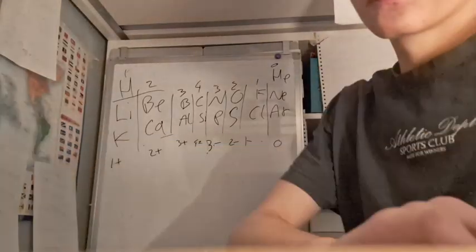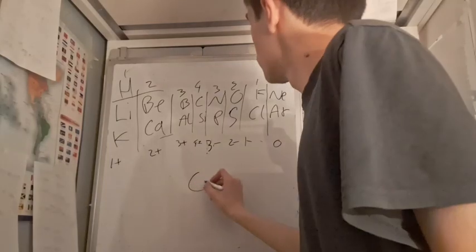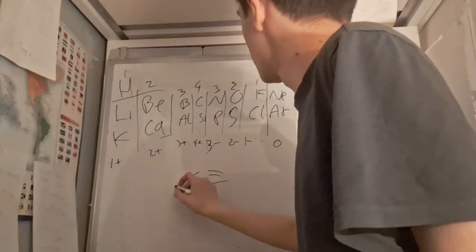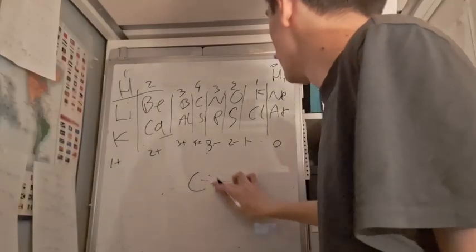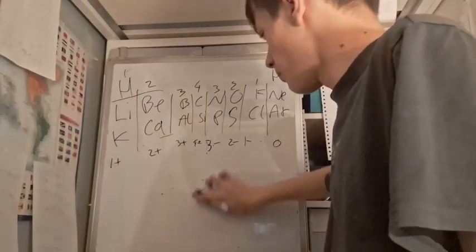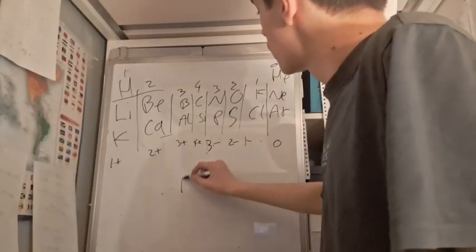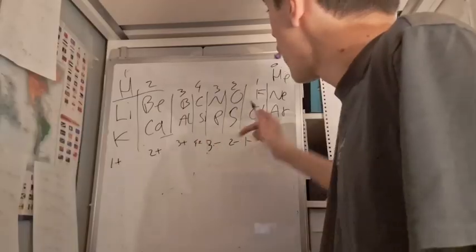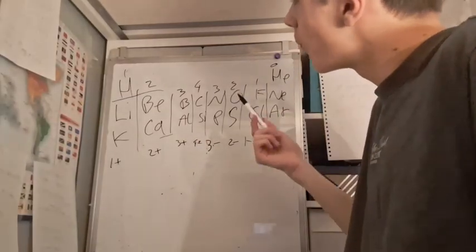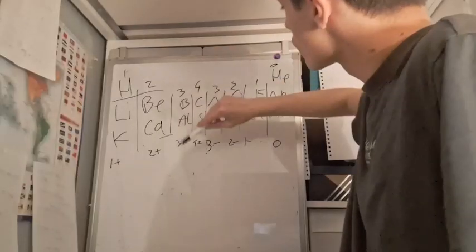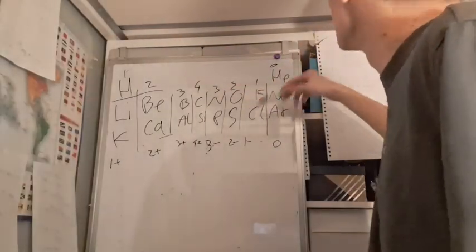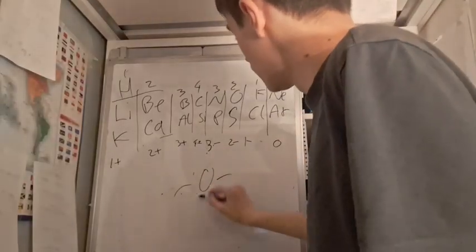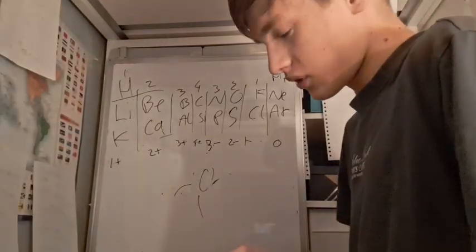So carbon can form 4 bonds. It can form a triple bond and a single bond, 2 double bonds, or 4 single bonds. Nitrogen can form 3 bonds. Oxygen can do 2 bonds, lithium 1 bond: 1 bond, 2 bonds, 3 bonds, 4 bonds, 3 bonds, 2 bonds, 1 bond, 0. So you can't have oxygen like this because that's 3. That just doesn't make sense.